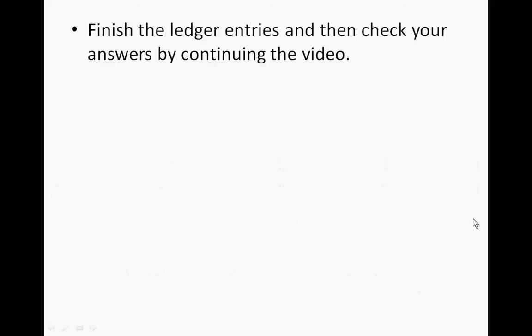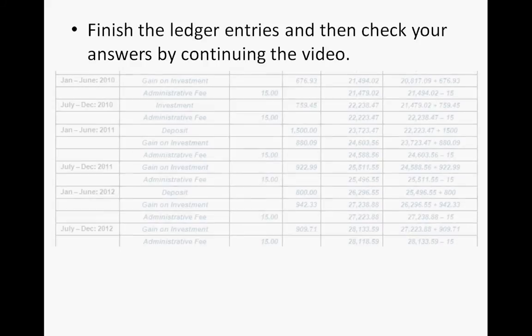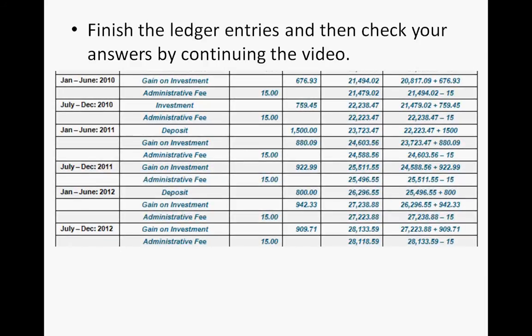All right, so go ahead and finish the ledger entries and then check your answers by continuing the video. So complete all the rest of the entries until the end of the 5 years and then continue. All right, so there was quite a bit to do, so here it is, all the way to December of 2012. And again, check your math, and you should end up with $28,118.59.